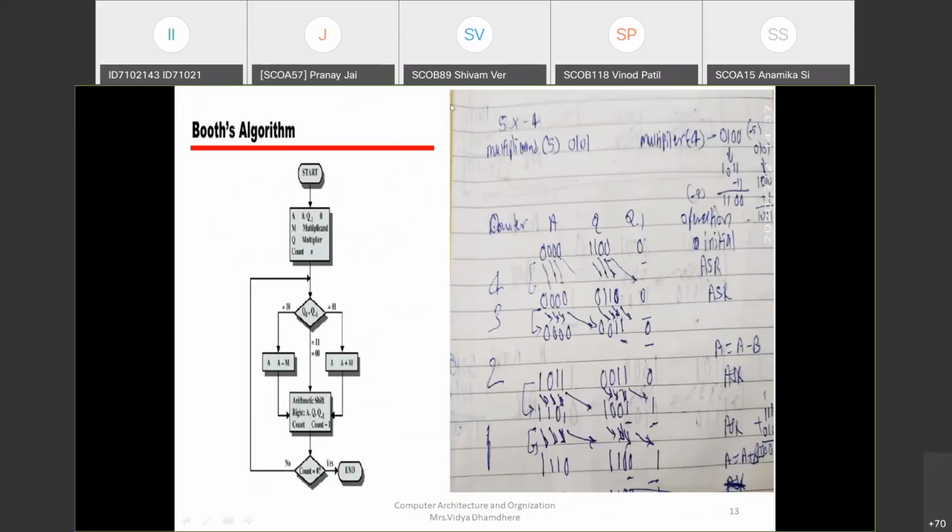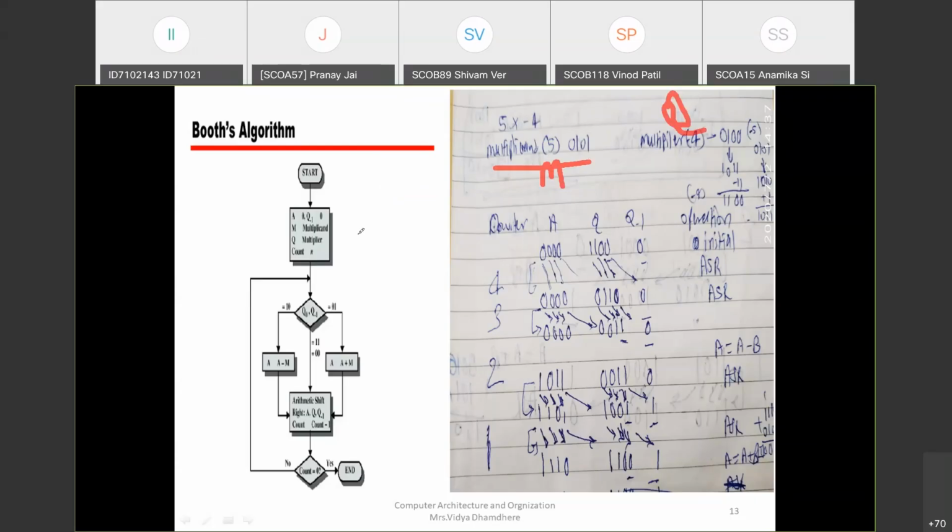This one. Okay, Mansi. Am I right? Mansi Maurya. Okay, 5 multiplied by 4. This you need to repeat again. Here, 5 multiplied by minus 4 is given. The multiplicand is 5, represented in 4-bit representation, and the multiplier is minus 4. The multiplier is the Q register, and the multiplicand is the M register according to this algorithm.